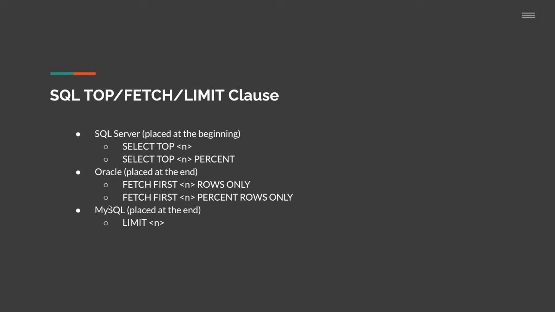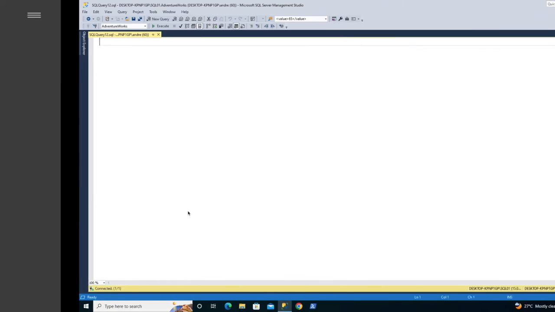And remember, with the MySQL limit clause, you're only able to return the number of records. You're not able to get the percentage of records. Now, for this presentation, we'll be using a Microsoft SQL Server database, so we'll be using the top clause. So let's take a look at this in practice to get a better understanding as to how it will work.